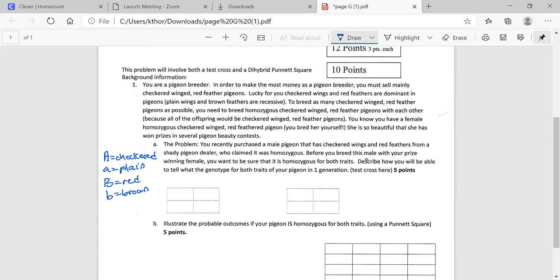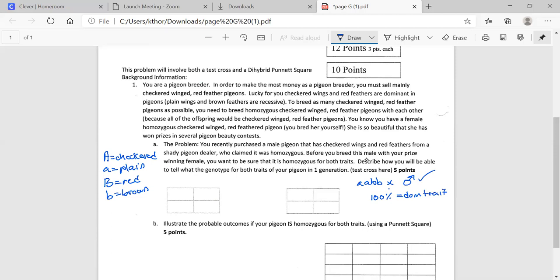So what you should do is cross this shady male with a female that is definitely homozygous recessive, because I don't want this male touching my female that's a prize pigeon. So if I have a female that is homozygous recessive for both traits, so she's like this, and I cross her with this male pigeon, okay? If 100% of the offspring has dominant traits, then that male is legit.